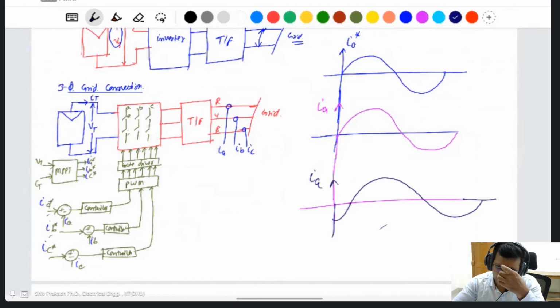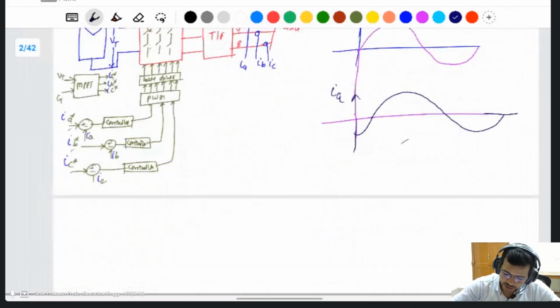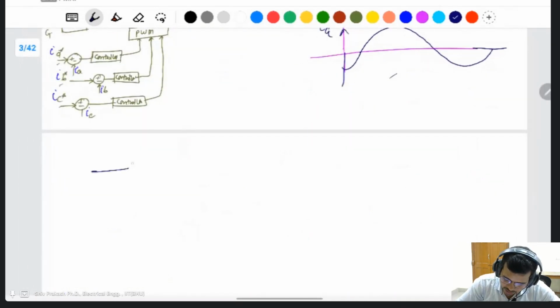Then how do you choose which controller you want to use? If you want the PI controller, you know about the PI controller. In the DC system, you know about the reference signal.